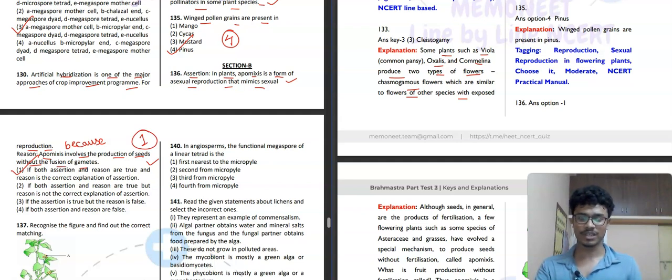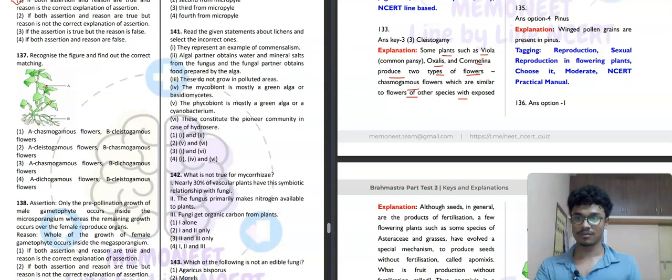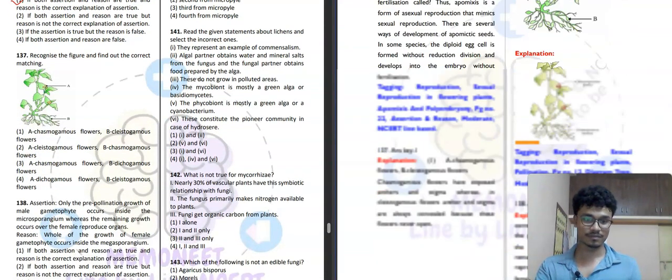You can see apomixis in Asteraceae family, grasses, etc. Now the next one is 137.